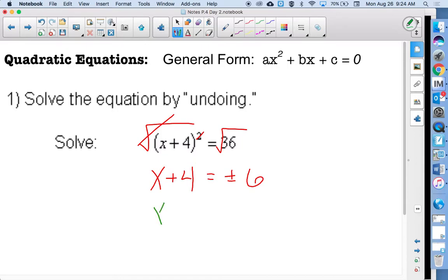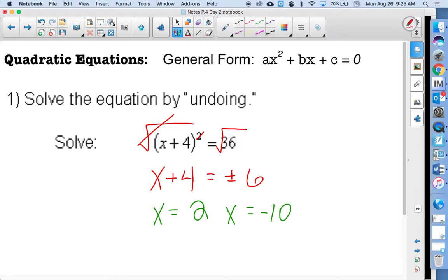So one answer is going to come when you take the positive 6 minus 4. So Carrie, one answer would be 2. And then the second answer is the negative 6 minus 4, which is negative 10. Nice job. So that's undoing. If you have something that's squared, you take the square root of it to get rid of that quantity that's squared. Questions?